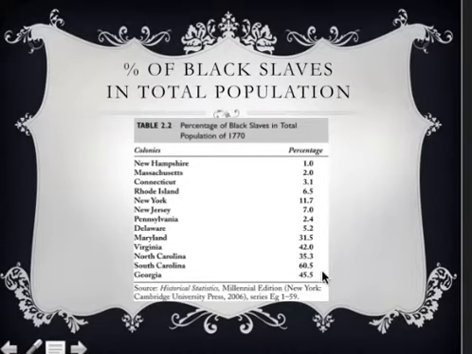Look at South Carolina. 60% of the total population were slaves in South Carolina in 1770. When we take a look at New Hampshire, it's only 1%. In Massachusetts, 2%, Connecticut, 3%, and Rhode Island, 6.5%. So what's the economic explanation for this difference? It is that slave agriculture and the slave system was much more efficient in the South.